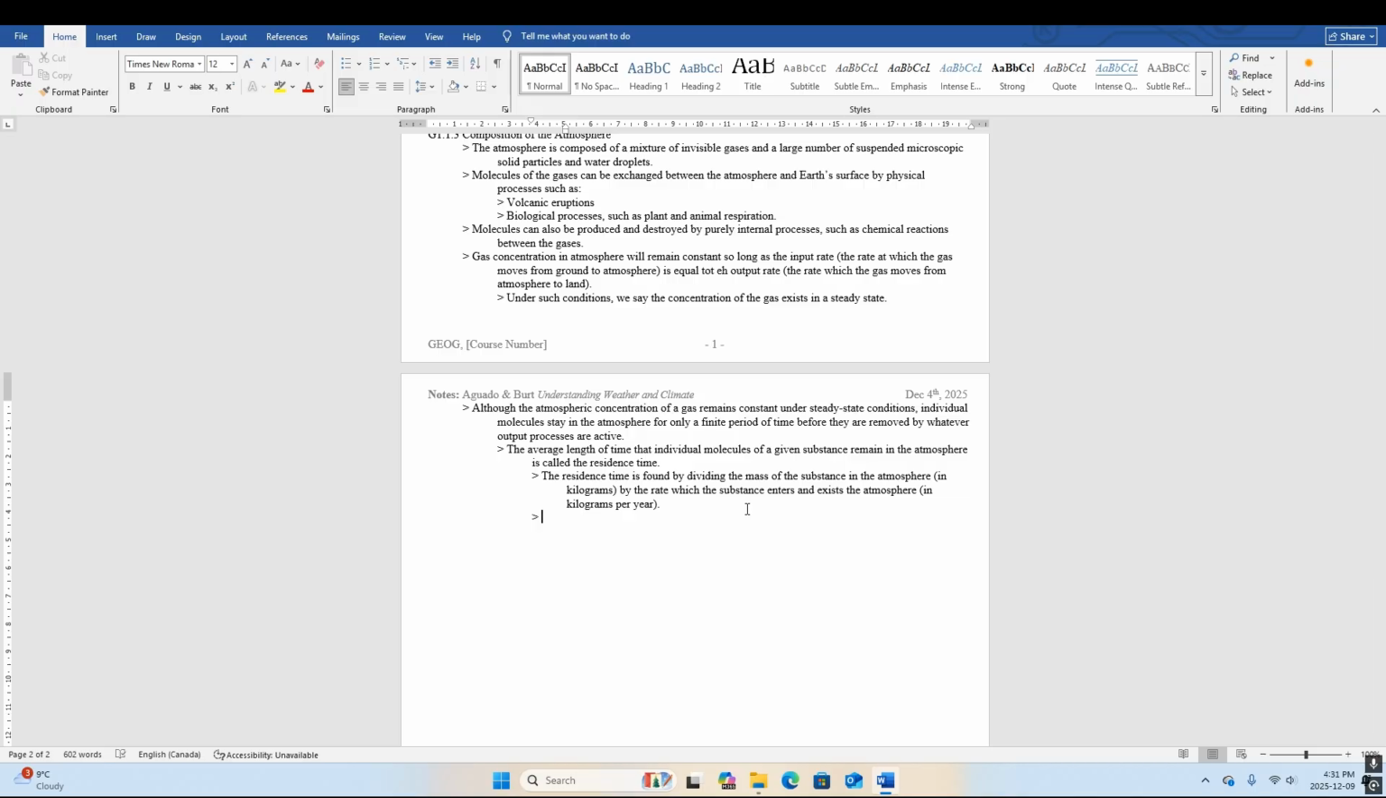And then, thus everything else being equal, gases that are rapidly exchanged between Earth's surface and the atmosphere have brief residence times, as do gases that have relatively low atmospheric concentration. Okay.